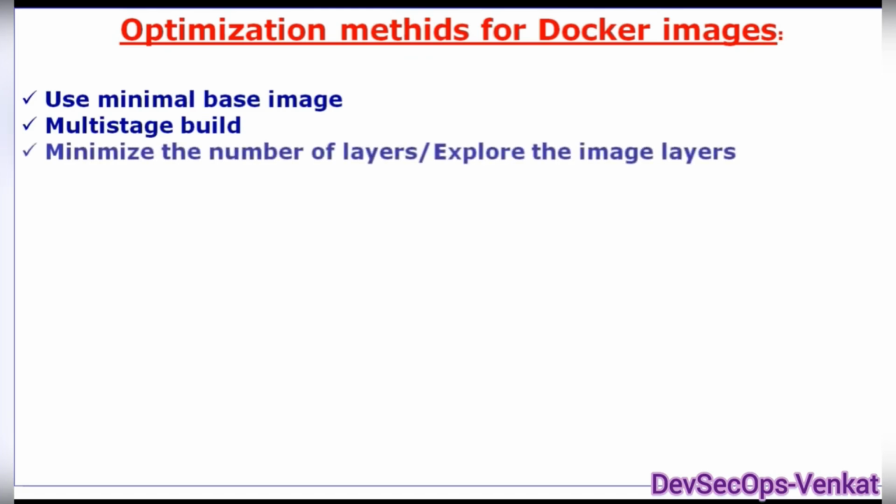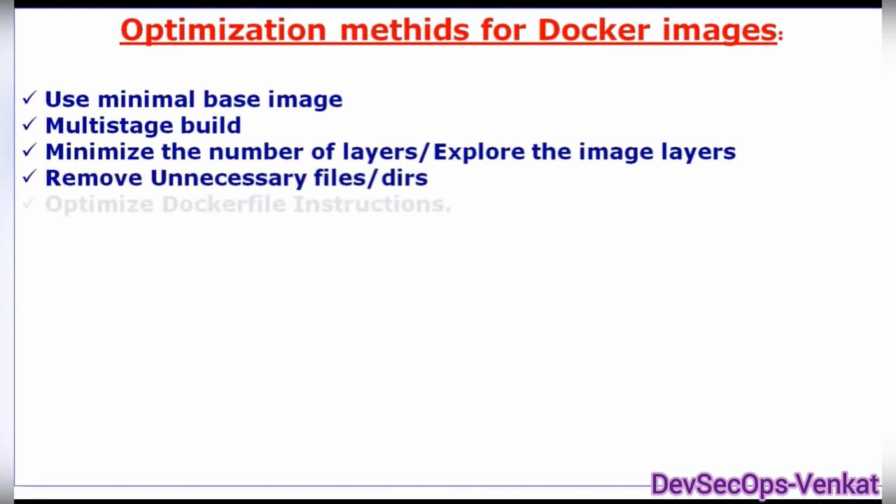Then after that, as we discussed, minimize the number of layers, or we need to explore the image layers. We don't need to keep n number of layers in the Dockerfile. If we do, the image size will increase. Then the next thing is we need to remove unnecessary files or directories. Before creating the Docker image, we need to write some instructions, so we need to optimize which instructions are needed when creating the Dockerfile for a particular application.